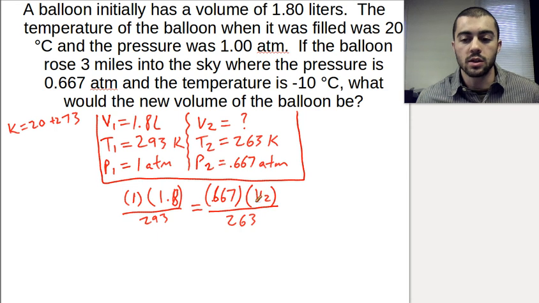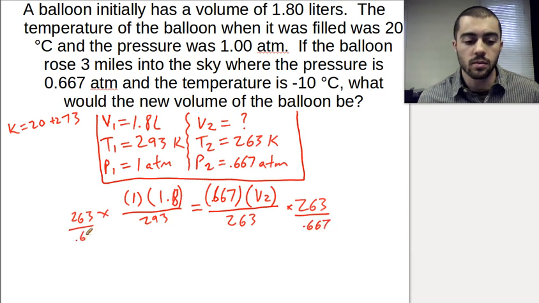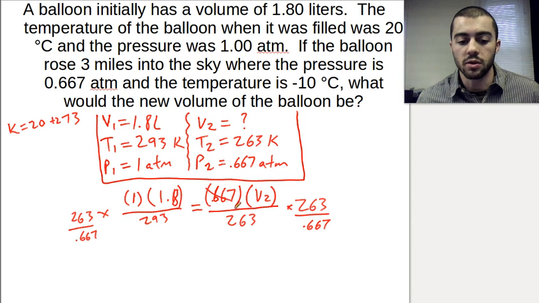So to solve this, there's 2 ways you can do it. Well, there's more than 2 ways, but the 2 ways that you're going to be most familiar with: we can either multiply, we want to get V2 by itself basically, so we can multiply this 263 on both sides, and that would get rid of that, and then divide the 0.667 to both sides and get rid of that. So basically we would multiply by 263 here on both sides, and then divide by 0.667 on both sides, and that would get rid of both of these terms.